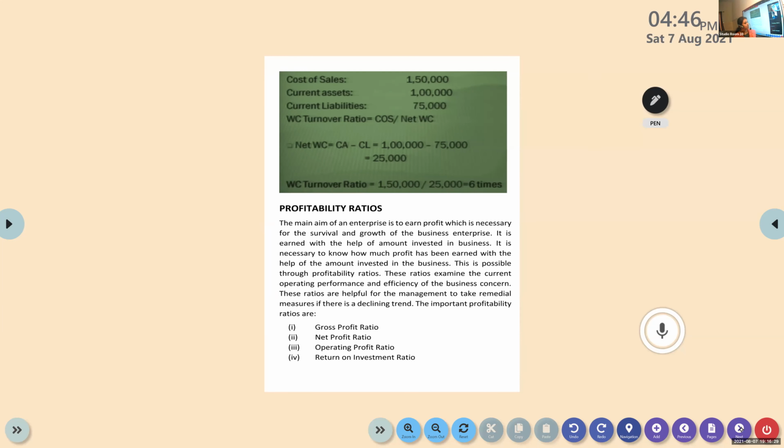So that's all about activity ratios. The first one, liquidity ratio. The second one, solvency ratio, is over. And the third category, the third family of ratios, activity ratios or turnover ratios, is also over by now. Now the next family of ratios is profitability ratio.